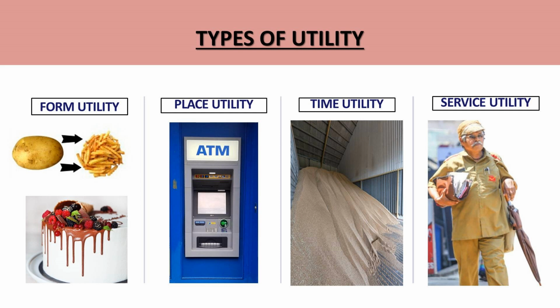Third one is time utility. It is created by storing up goods for a certain period of time when their value is low. For example, when a farmer stores his wheat after harvesting for a few months and sells it when the prices are high, he has created time utility and added value to the wheat.